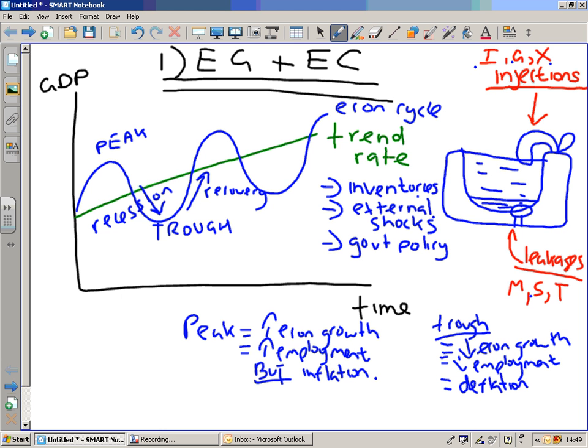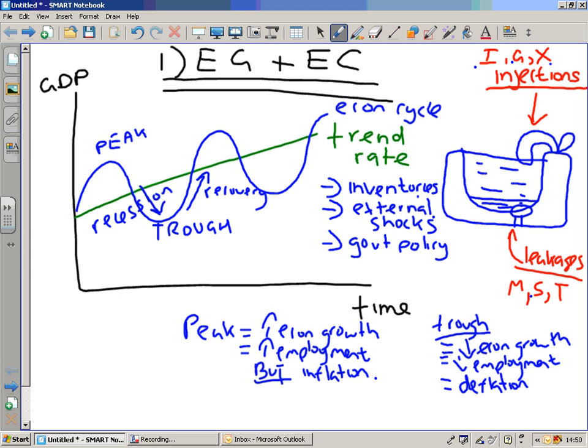Inventories. This is an important one that people tend to struggle to understand. When we're at a peak, businesses are starting to get concerned. They know that inflation is picking up. They can see a trough coming. They're speculating that bad times are ahead.